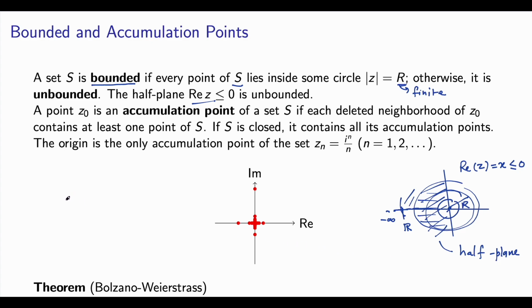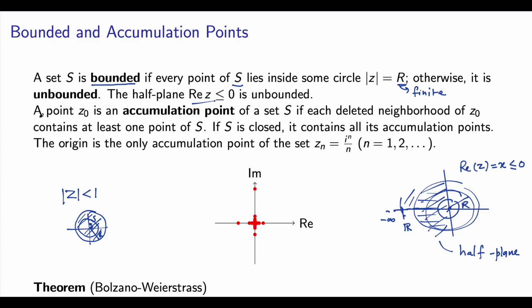But if I say modulus of z is less than 1, then this is your circle. You can always find a bigger circle of radius r which completely contains your set S. So this means this is a bounded set.